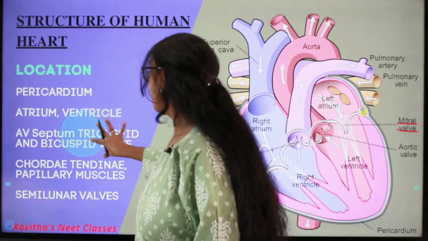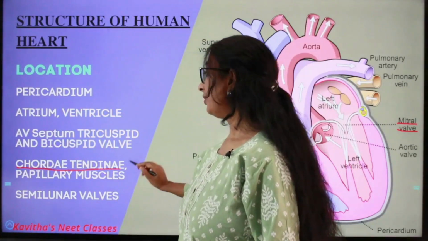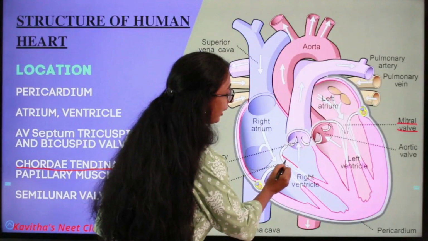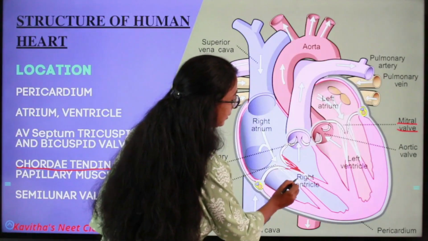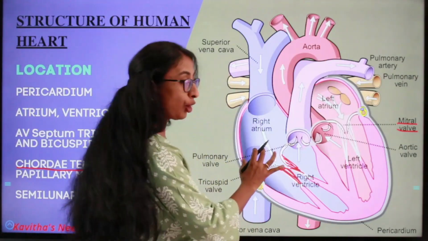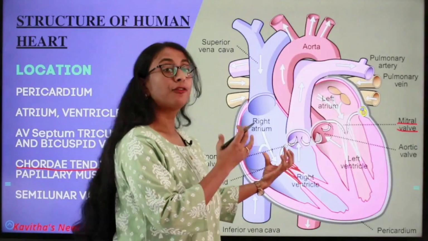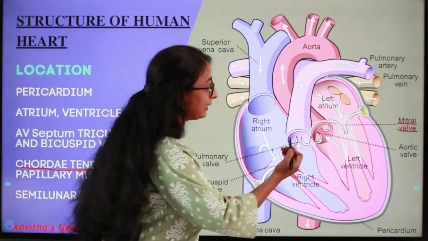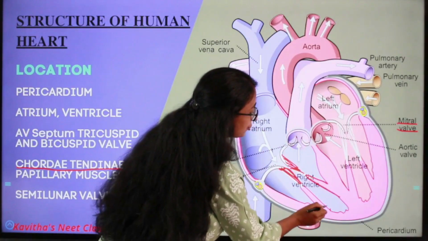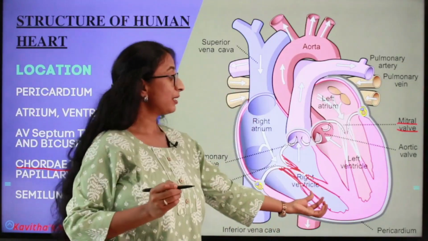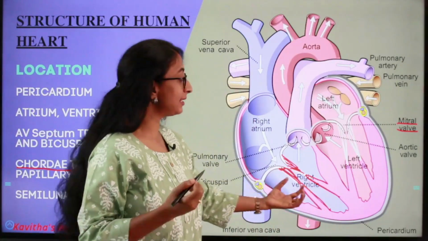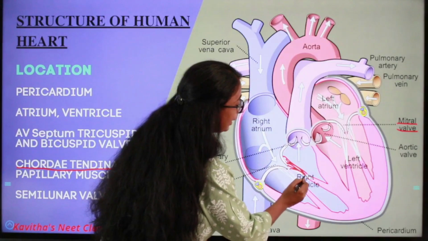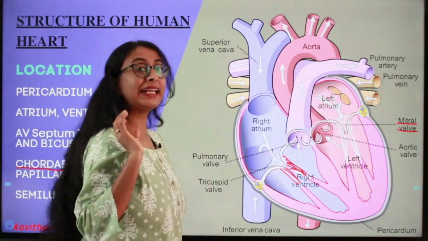Now moving on to the chordae tendineae and papillary muscles. Here you can see white fibrous thick cords which are attached to the flaps or the cusps of the bicuspid or the tricuspid valve on one end, and to thick muscular structures over here. This muscular structure is called the papillary muscle, and these white fibrous cord-like structures are called the chordae tendineae.